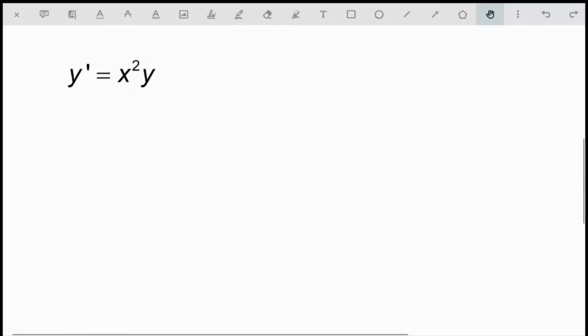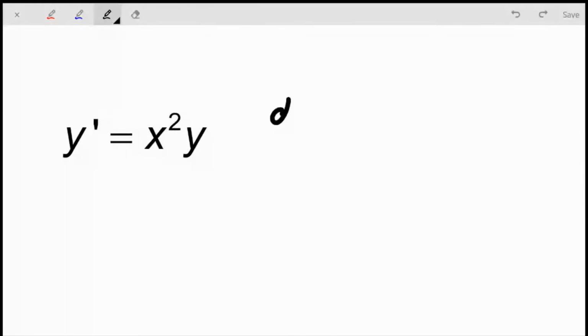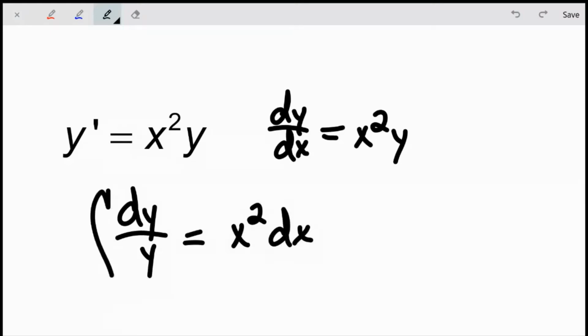Okay, so here's another example. We have y prime is equal to x squared y. So this is a little bit of a disguised differential equation, right? Because when I see y prime, it doesn't immediately look like a differential equation, but remember y prime is dy dx, and that would be equal to x squared y. So now I can separate my variables. dy over y is equal to x squared dx. And now I can integrate both sides just like we did before.